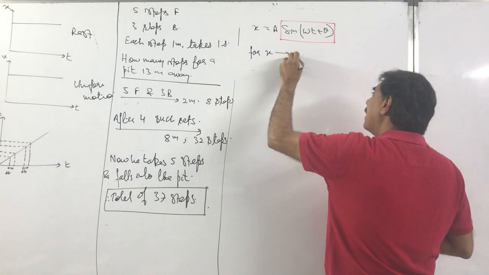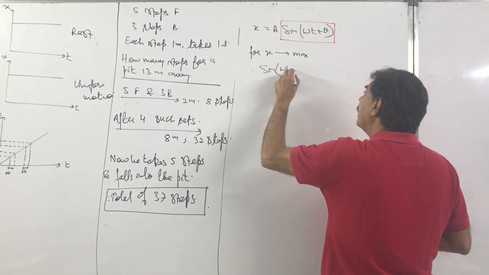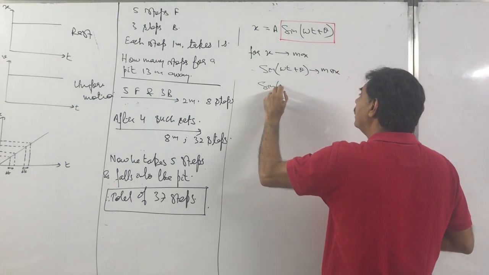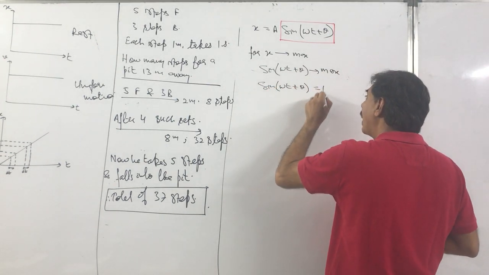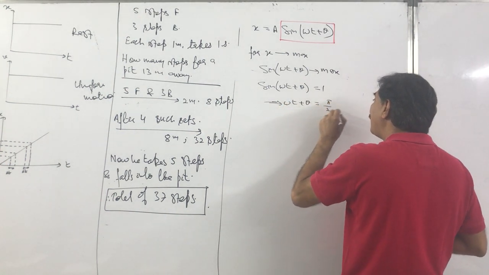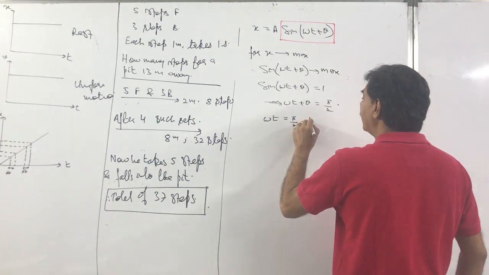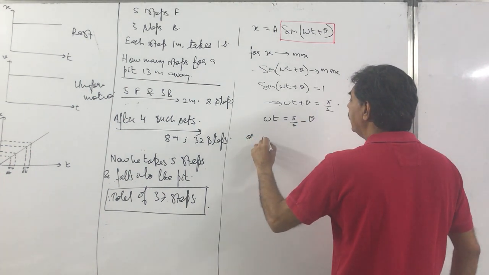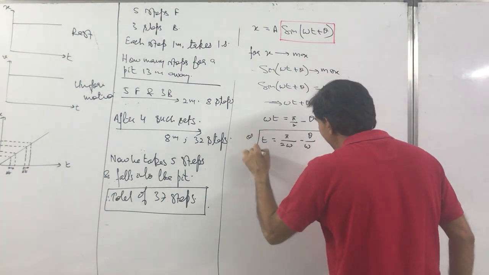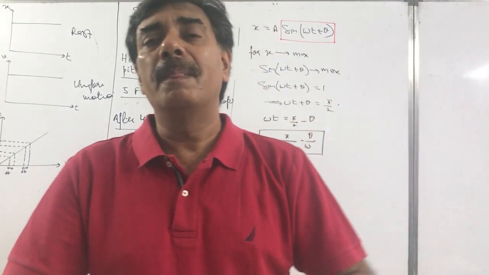For x maximum, a is the constant. Sine of omega t plus theta is maximum. It means sine of omega t plus theta is 1, for which omega t plus theta is 90 degrees or pi by 2. And omega t will be pi by 2 minus theta, or t will be pi by 2 omega minus theta by omega. Very, very interesting.